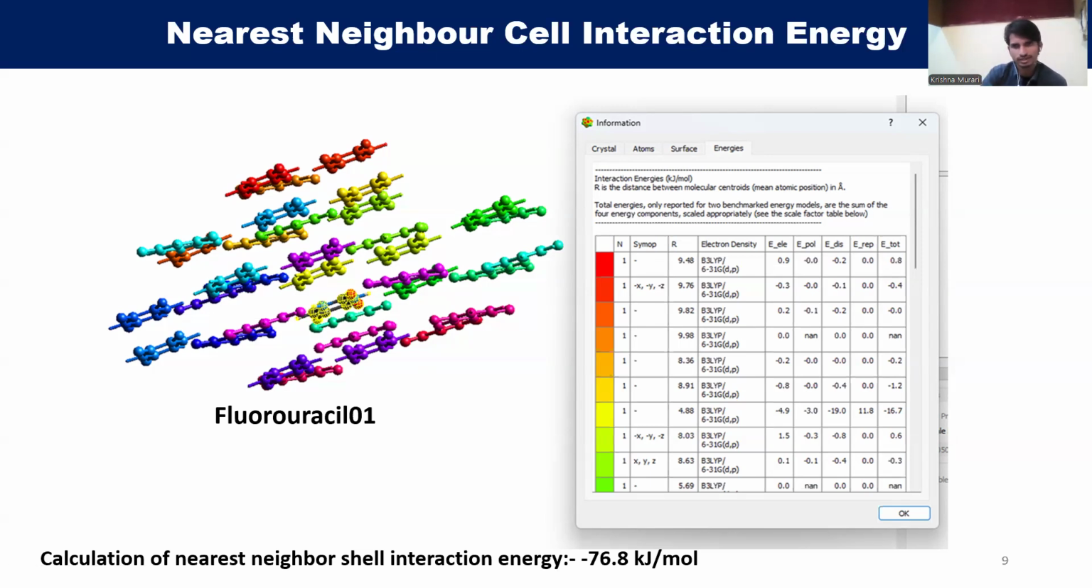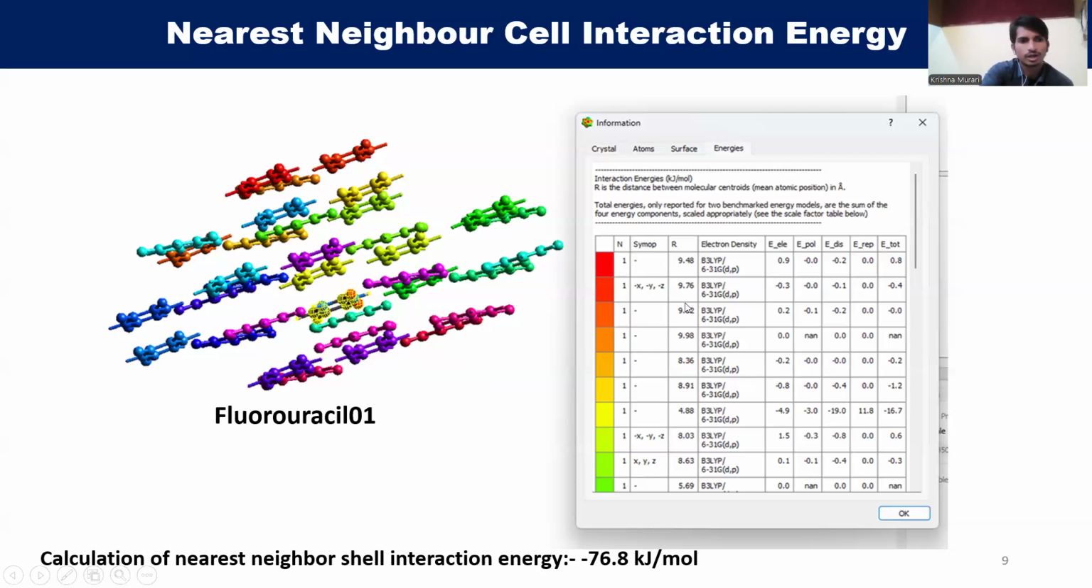Let me tell you once more how to calculate. We just multiply the n column by E total, sum that up, and after that we divide it by 2. Why are we dividing by 2? Because we calculate the nearest neighbor cell interaction energy in kilojoule per mole, and here we are calculating intermolecular energies, that is, between two molecules, so it is over counted. To reduce that over counting, we are dividing it by 2.